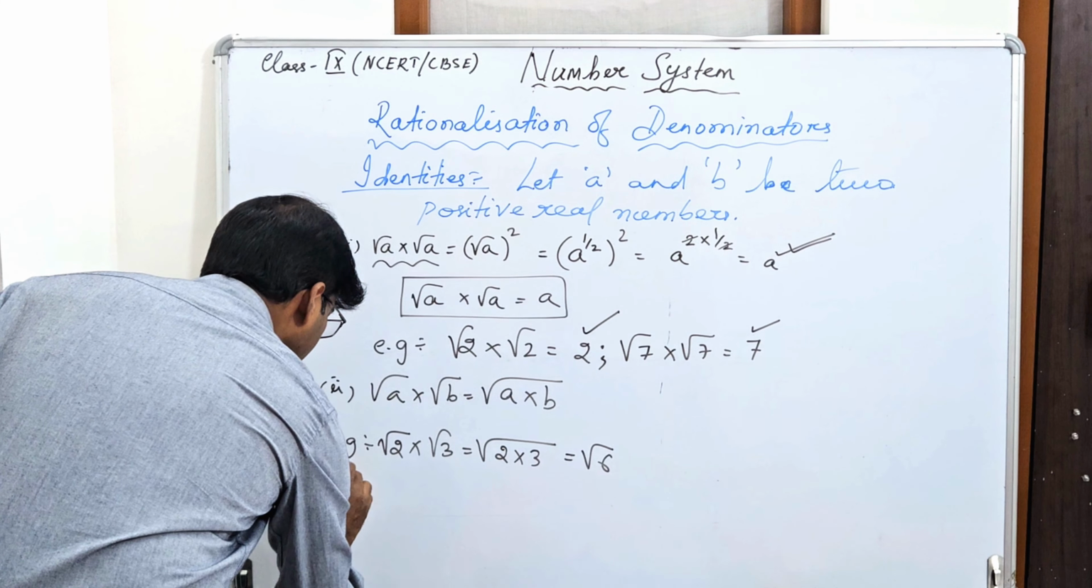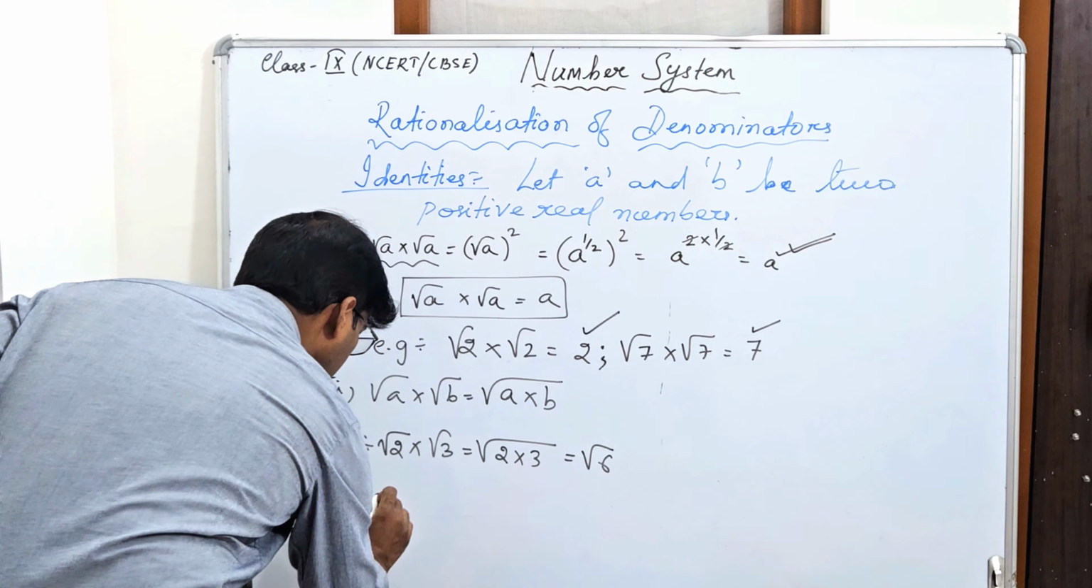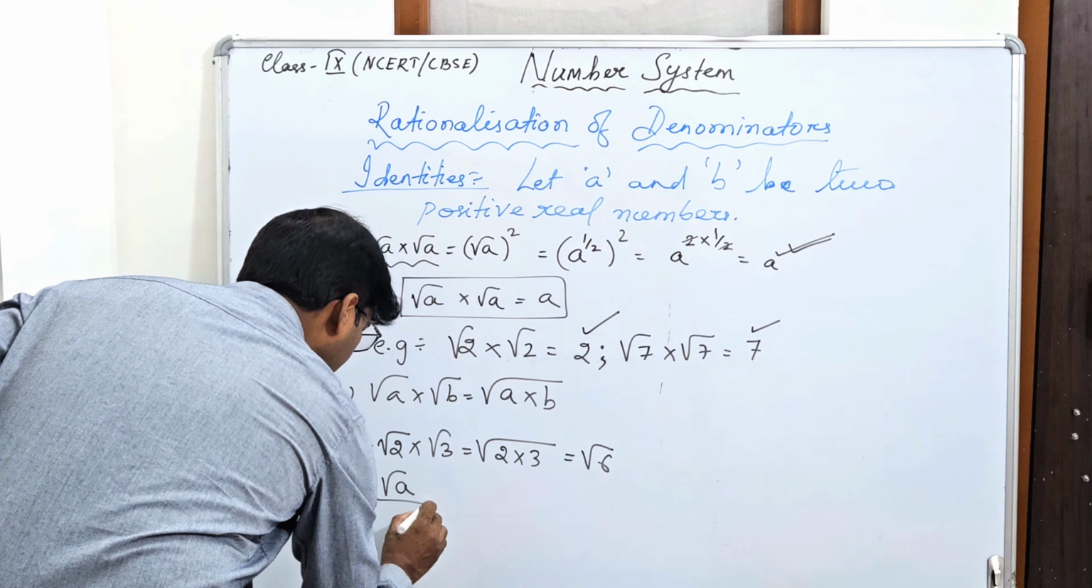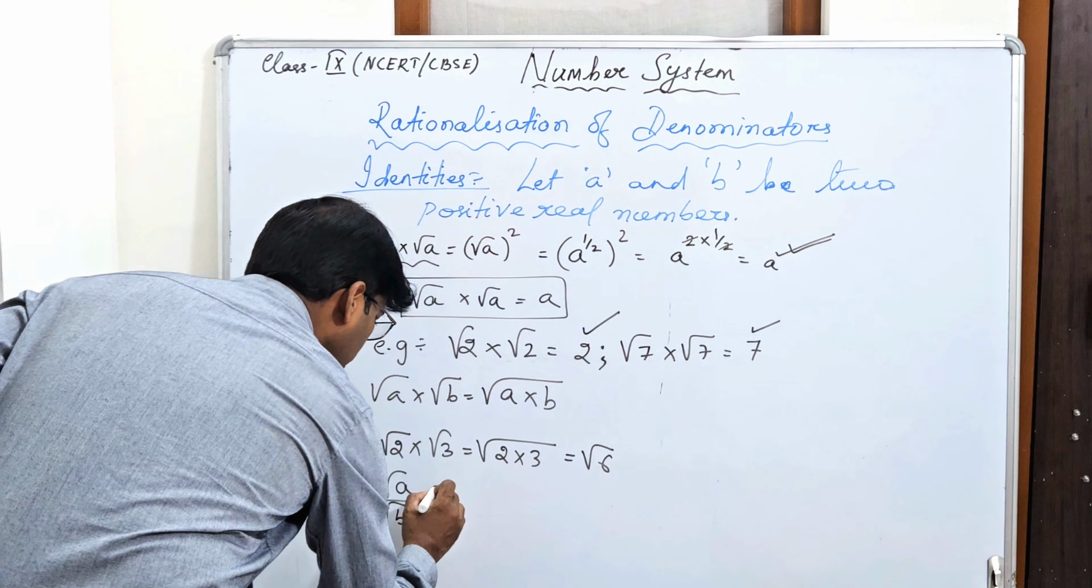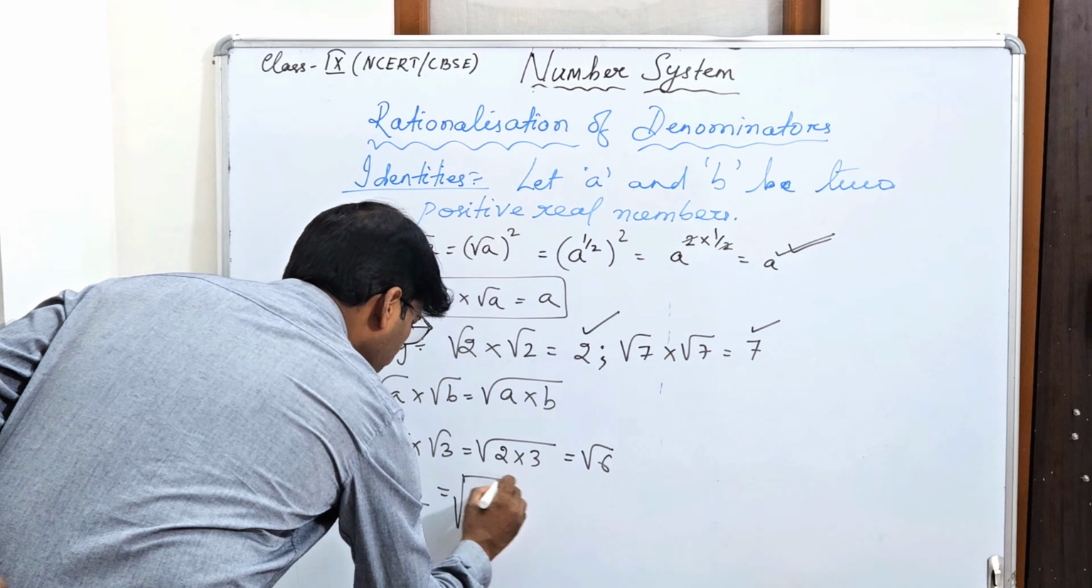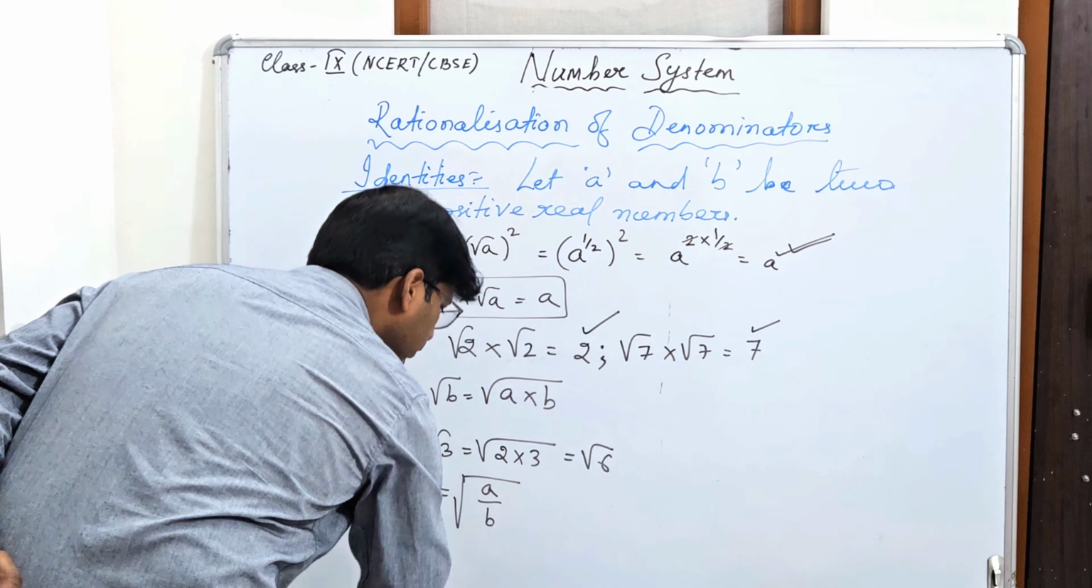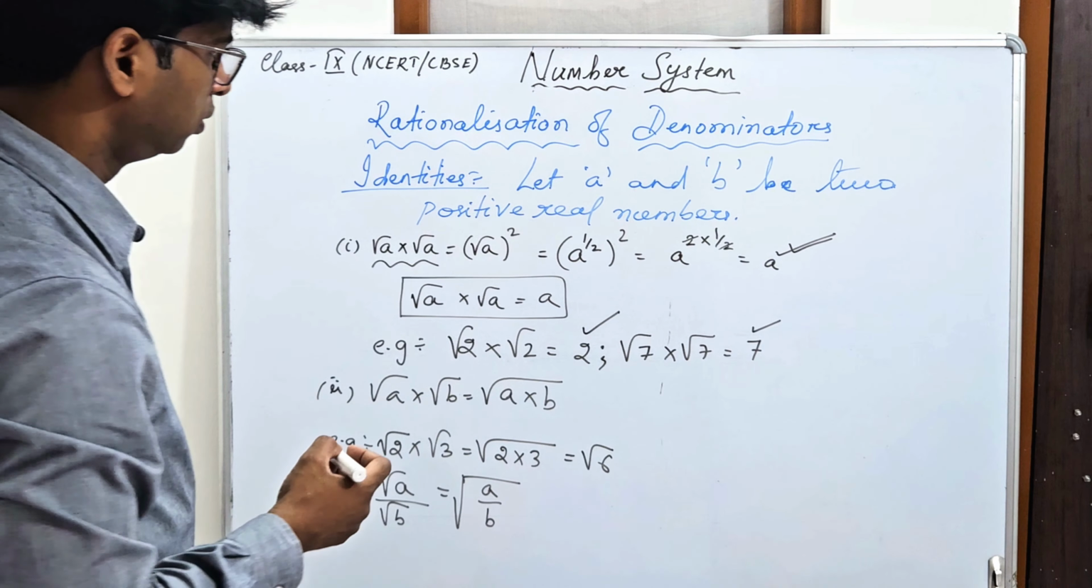The third one is what? Suppose it is given root over of a by root over of b, then what will it be? Whole root over of a by b. We can do like this.